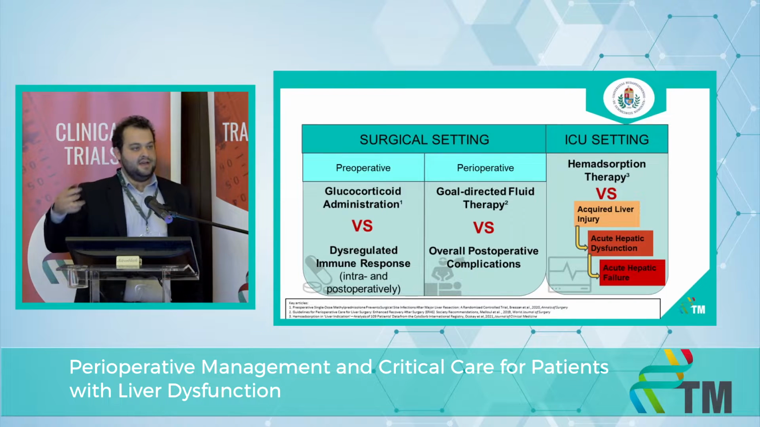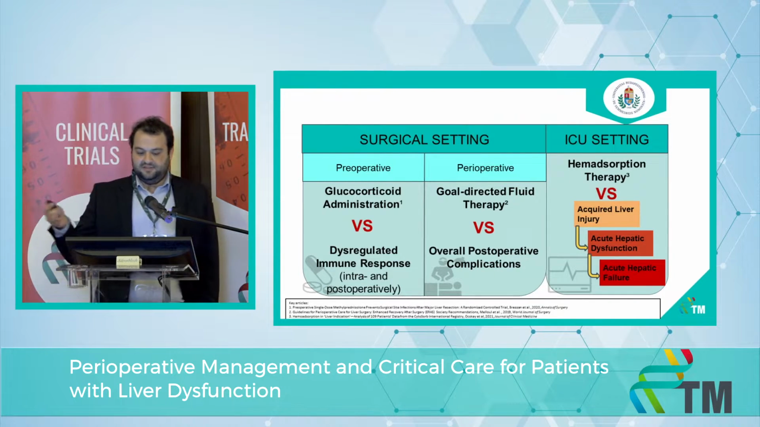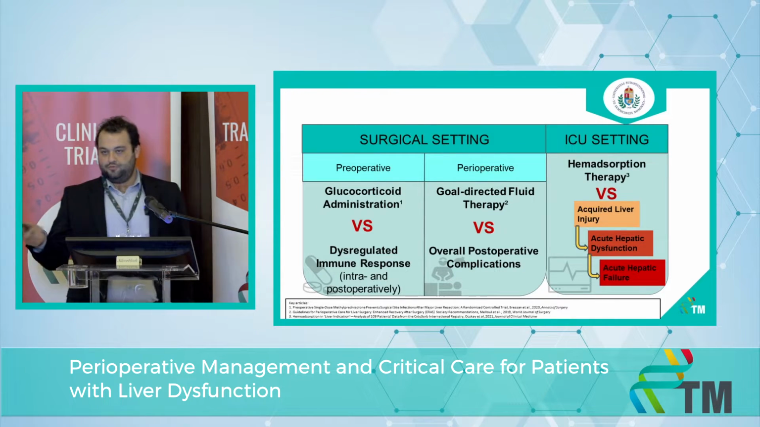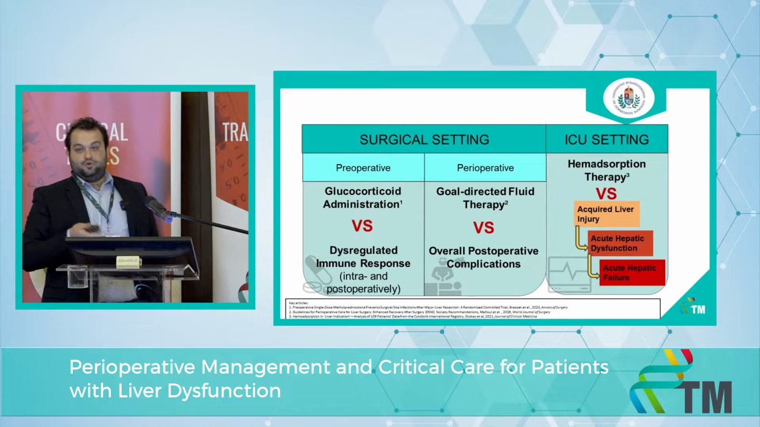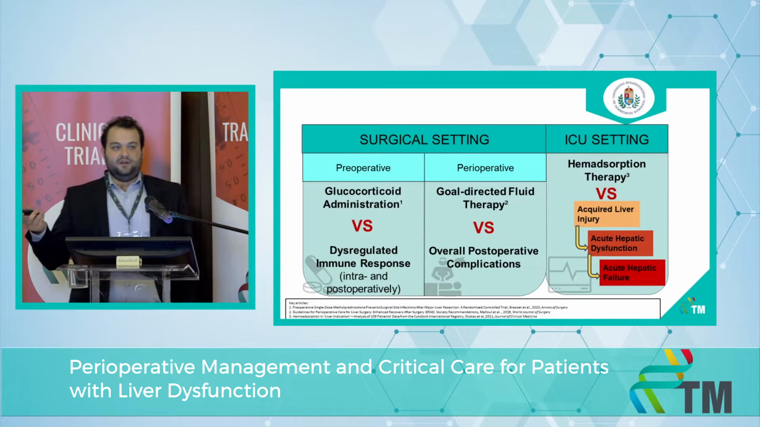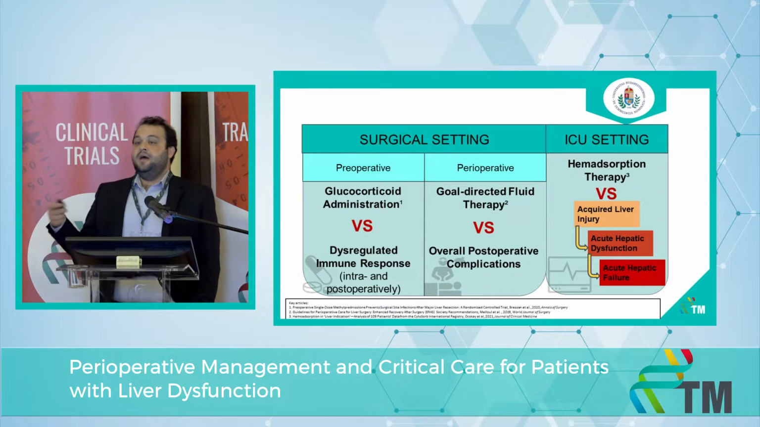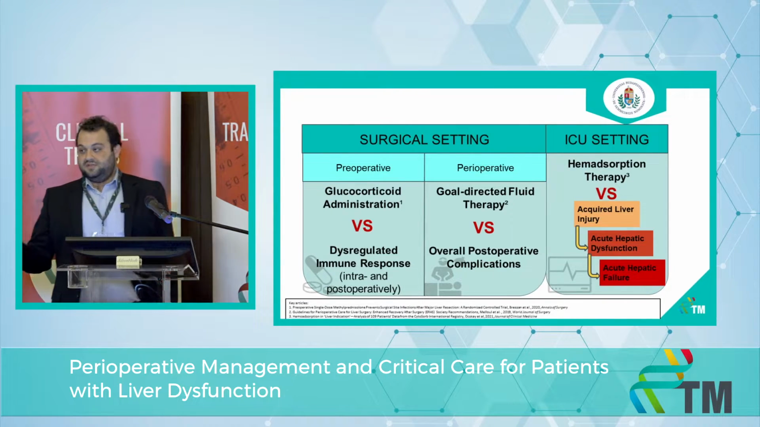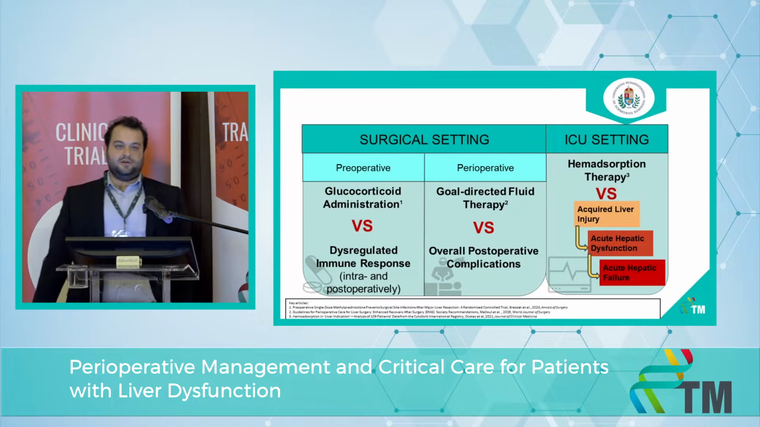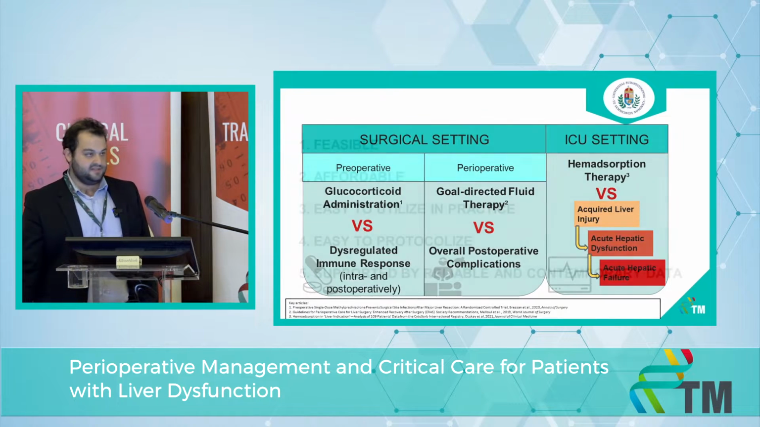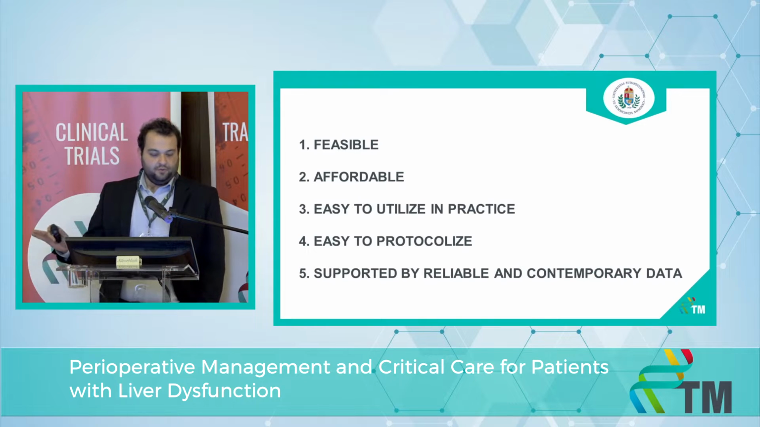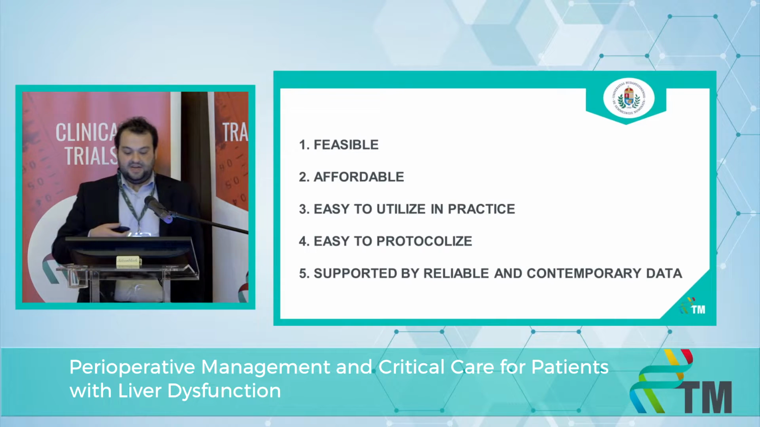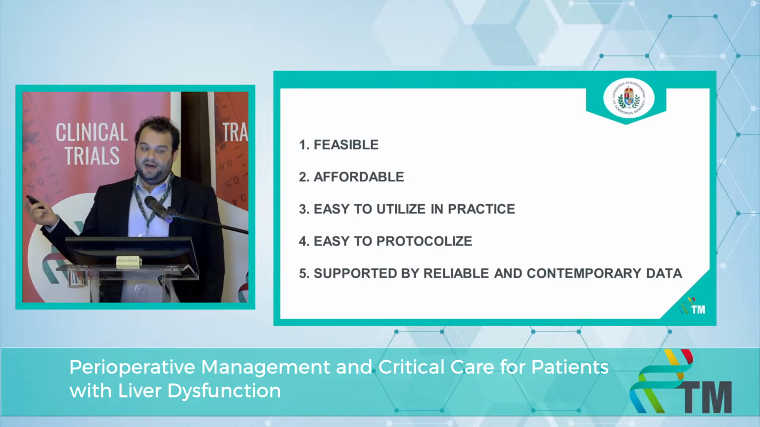So in order to mitigate all of this and find a solution, we separated our 3 studies into 2 domains: the surgical setting and an ICU setting. In the surgical setting, we are going to approach preoperatively and perioperatively, first with glucocorticoid administration and goal-directed fluid therapy. And in the ICU setting, we would like to see hemadsorption therapy as a life support system. We chose our modalities based on their feasibility, their affordability, the fact that they are easy to utilize in practice, easy to protocolize, and they have solid evidence behind them.